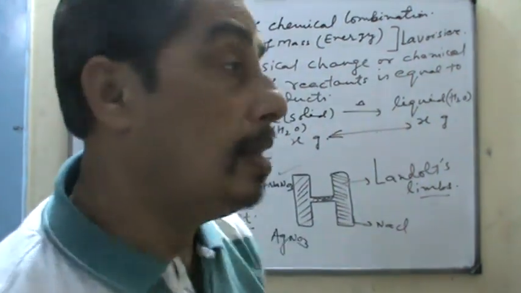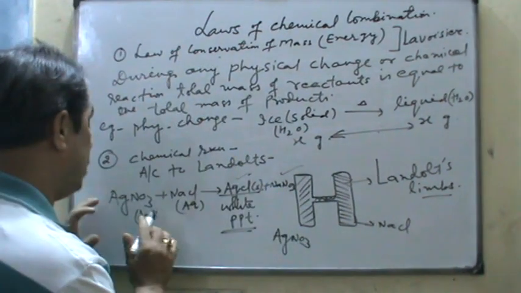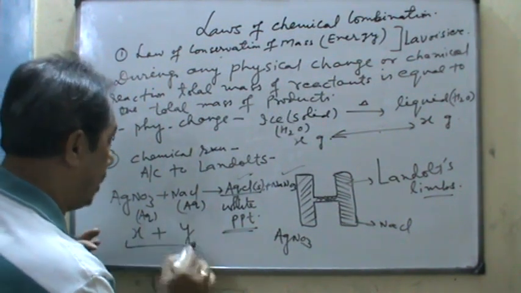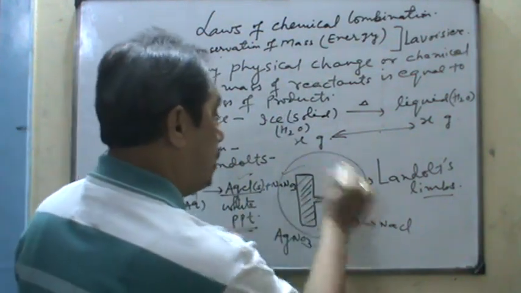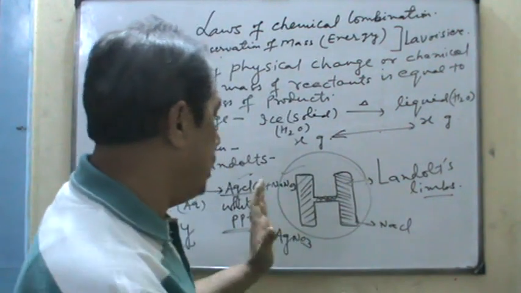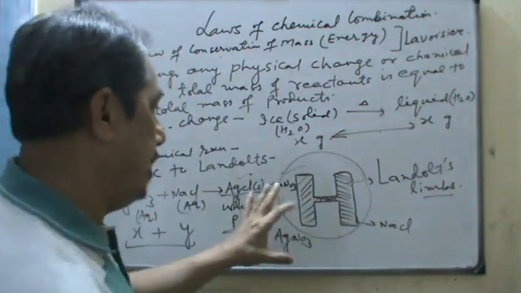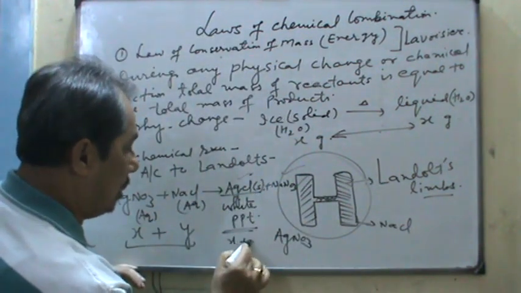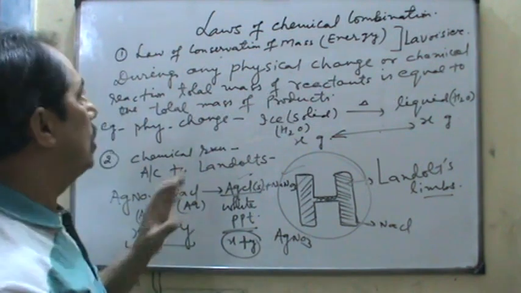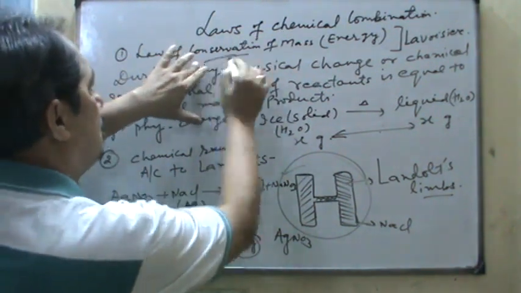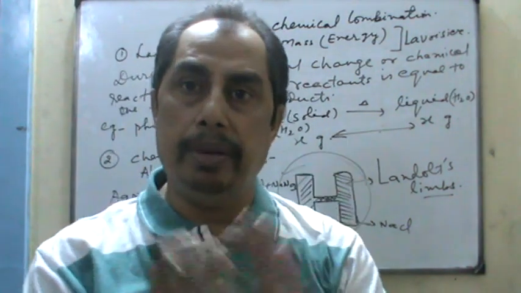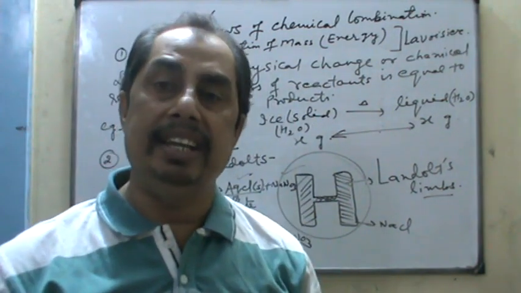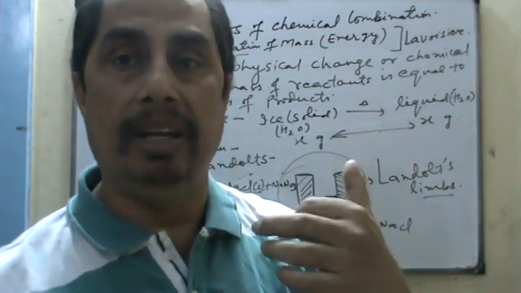So my dear students, my purpose here is to prove that whenever the mass of AgNO3 plus NaCl is x gram and y gram, and the reaction takes place in Landolt's flask, AgNO3 combined with NaCl gives AgCl plus NaNO3, the mass of the products formed will remain the same. According to this law, as the name says, conservation, to preserve, the mass of the reactants and the products will remain the same, whether in a physical change or in a chemical reaction.